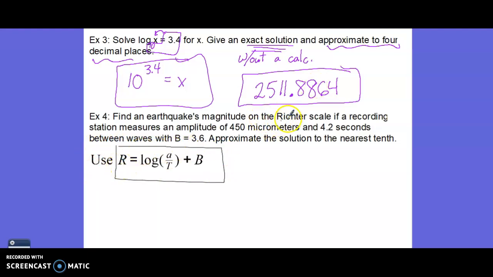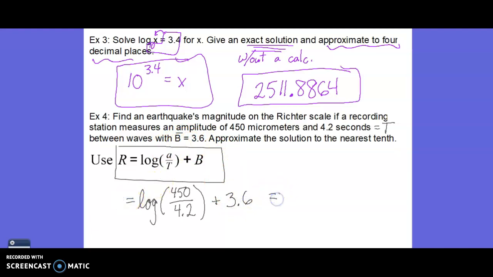So this is a Richter scale that measures earthquakes. The amplitude, that's the A in the problem, is 450. So we're looking at log of 450. 4.2 is a time. That's what T stands for. I guess I should mark that. That time is right there. And then plus the b value, that's the waves, is 3.6. And that's all you need to do.